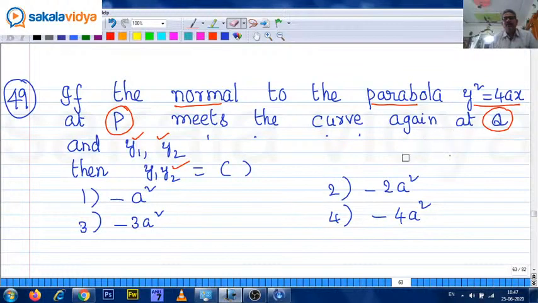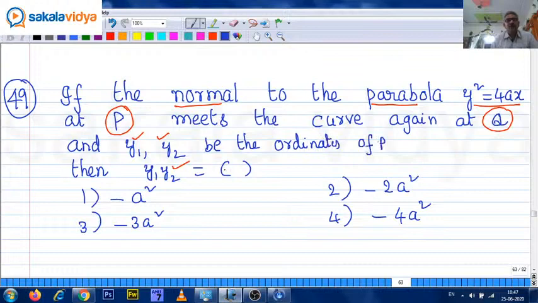Sorry, I have given the wrong question. Question is wrong. See, this will be the question. y1, y2 be the ordinates of P and midpoint of PQ. That means y1 is the ordinate of P and y2 is the ordinate of the midpoint of PQ. Then y1 into y2. Please change the question. This is the question. I did wrong.